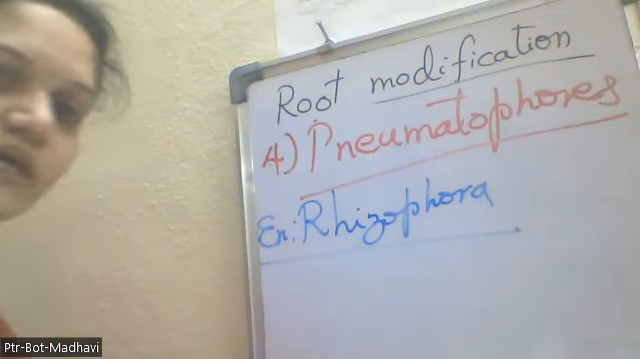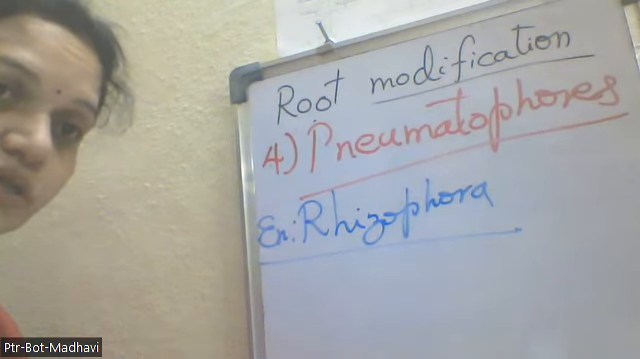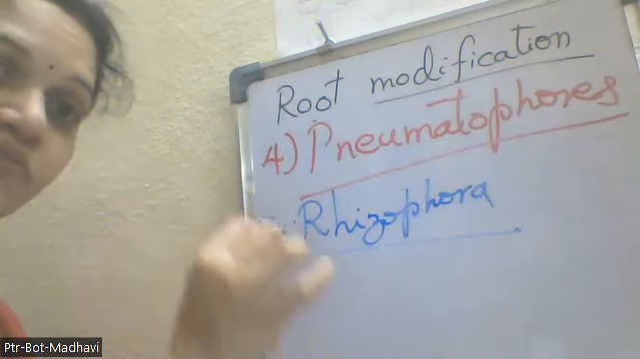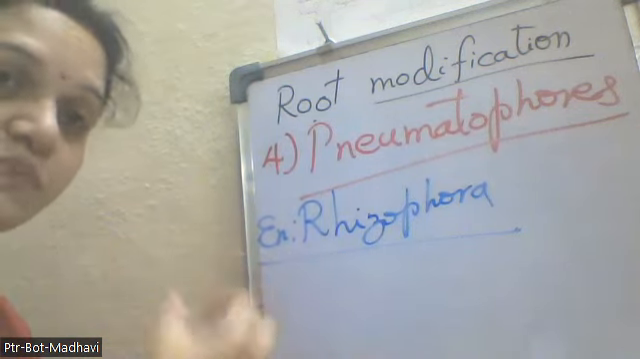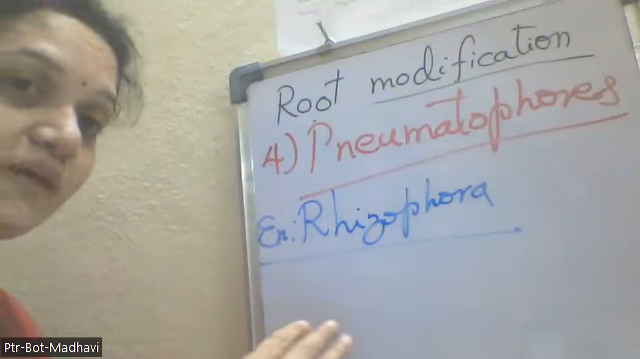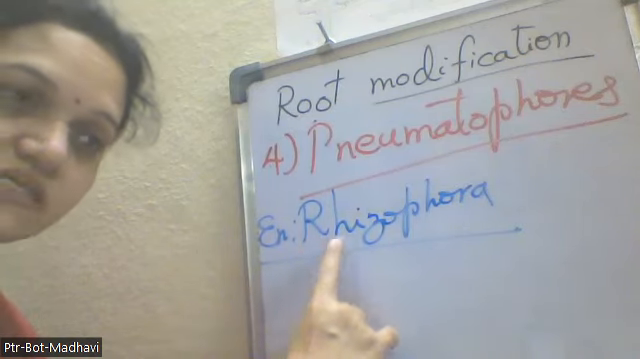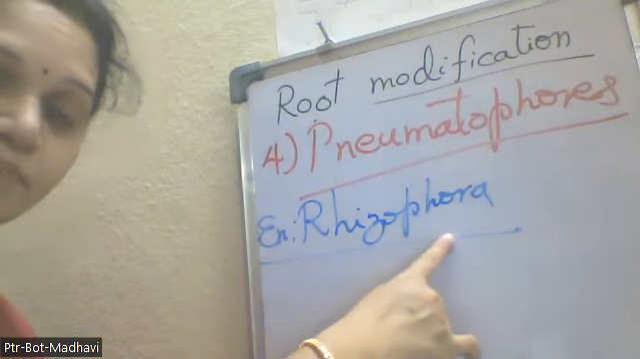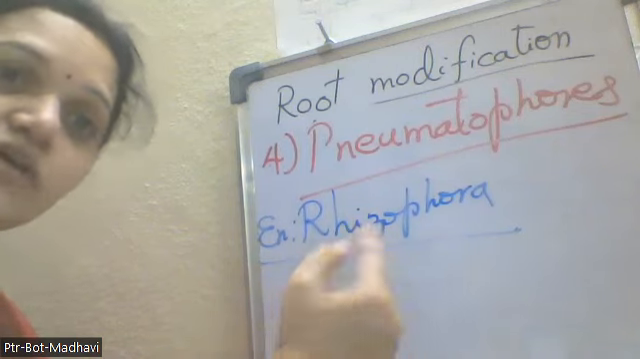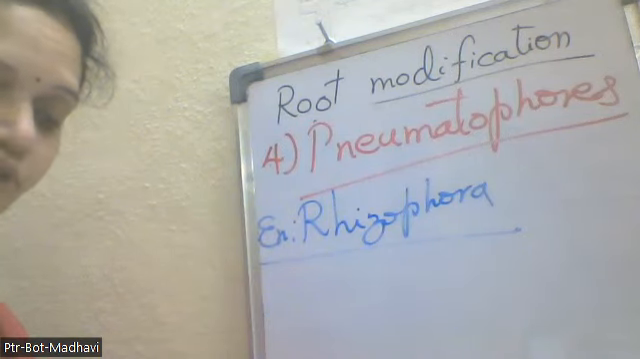Rhizophora. So here what happens? Some roots will develop above the soil surface, and these will have pores on them, through which they will do the respiration process. These plants usually grow in swampy areas. Example, mangrove plants. Otherwise, the best example you can say is rhizophora. Remember this plant for MSET and NEET. This plant name is important for the regular students also. Those who are writing the MSET exam, this example is very, very important for them.